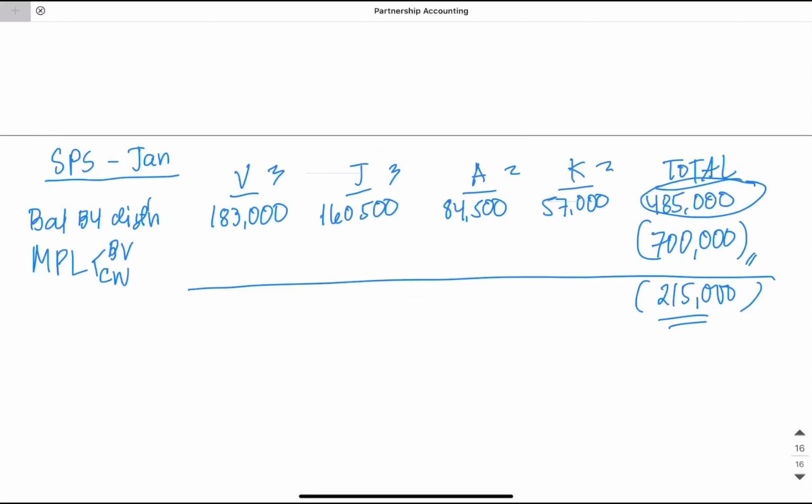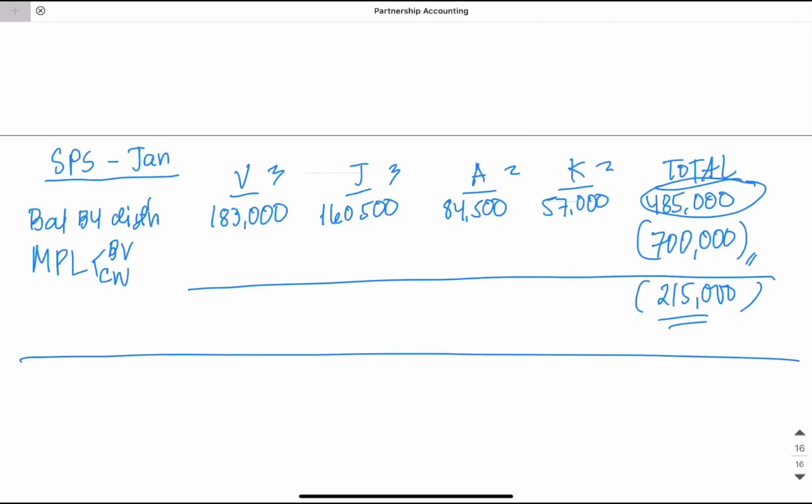Meaning, if after deducting the maximum possible loss from our balance before distribution, it turned out negative, we cannot distribute any amount of cash for this period. So similar to our answers using a cash priority program, for the month of January, we cannot distribute any amount of cash to the partners. So same answer. Okay, next.